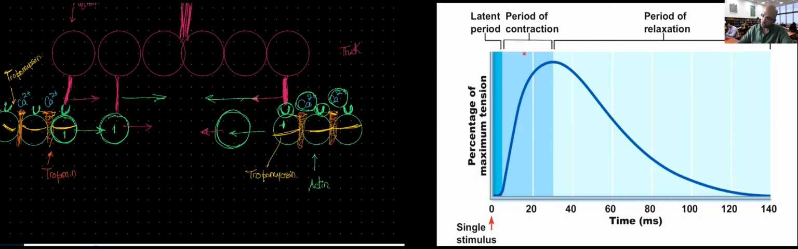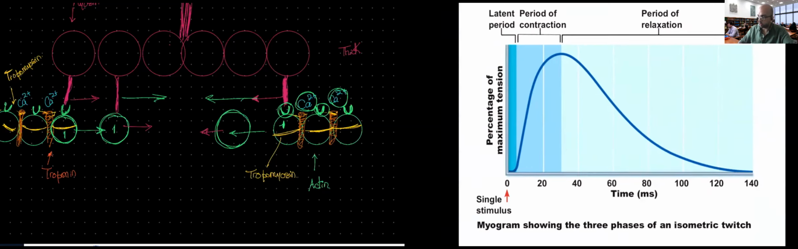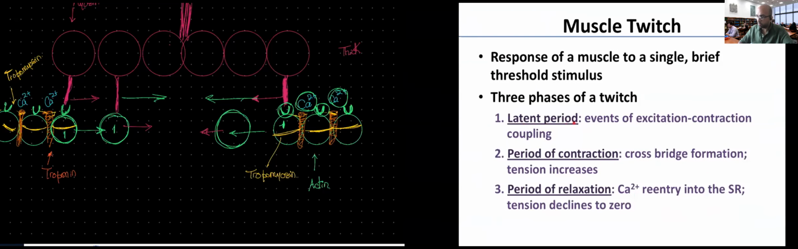This is where, when the contraction is taking place, this is the contraction phase of the muscle twitch. This is a basic form of a muscle contraction. And then what happens after you reach the peak of the tension that you want? You're going to keep relaxing. So the third phase of a muscle twitch is the period of relaxation. So there are 3 phases here. I have the latent period. This is the time needed for the excitation contraction coupling.